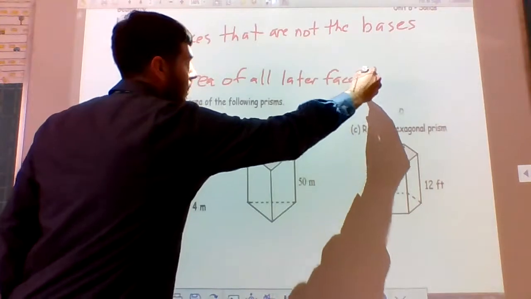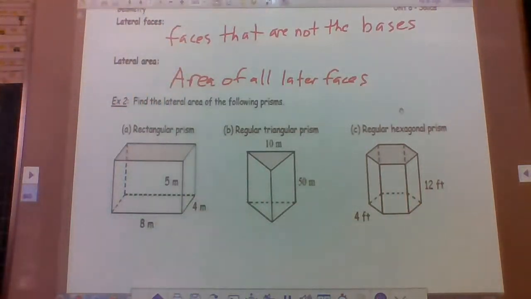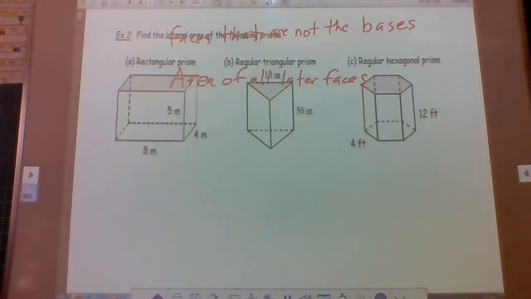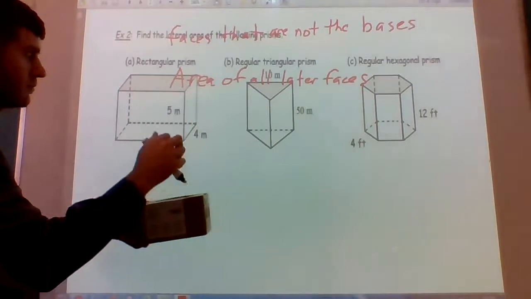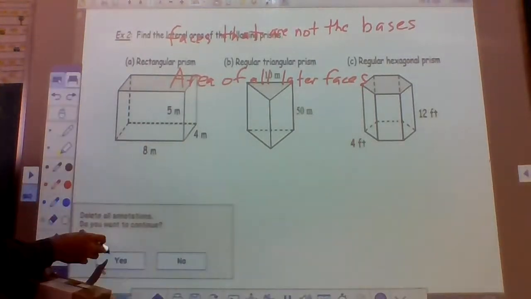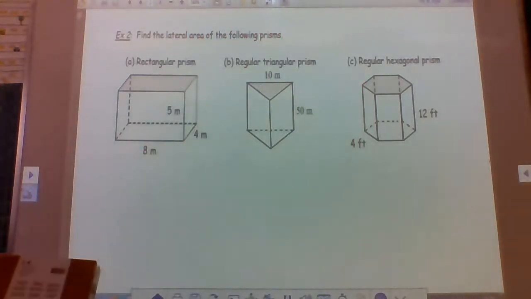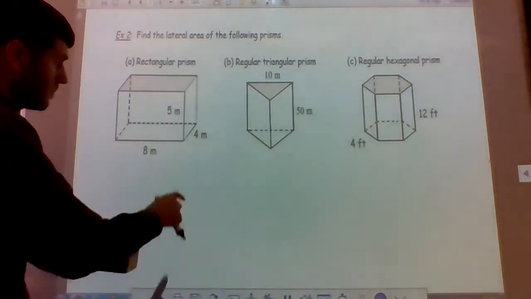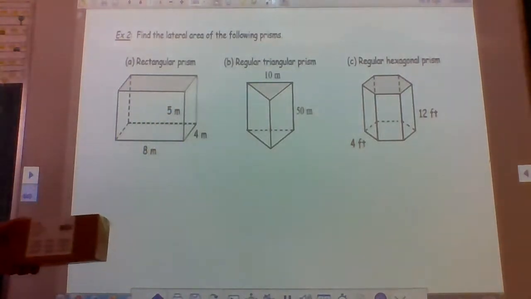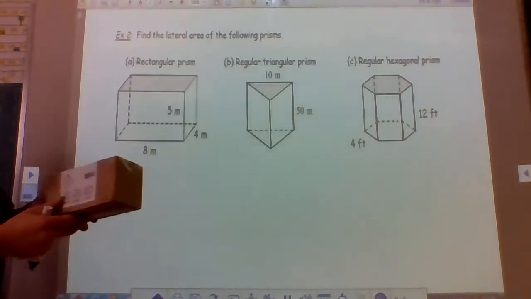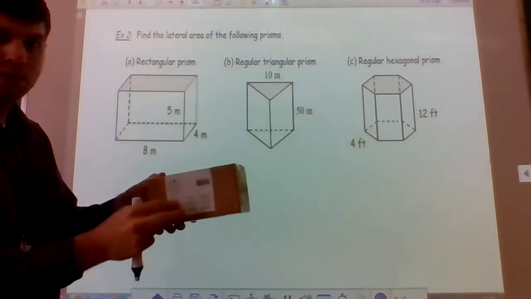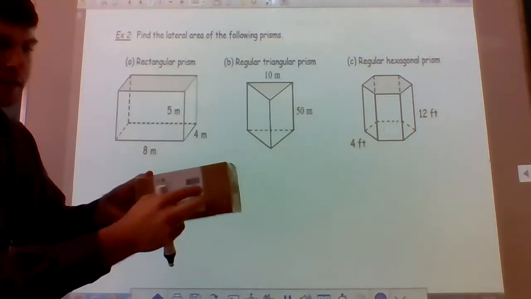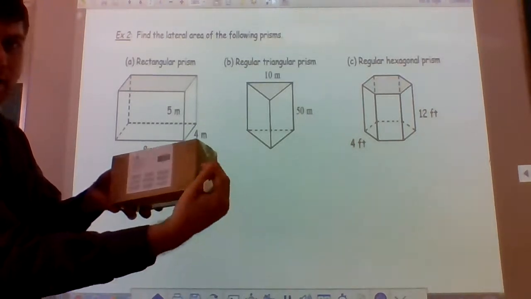So if we look at our rectangular prism, pull back out our box here. We had 2 bases. The top and the bottom were bases. We found each one to be 32 meters squared. Now we have 4 other sides. The top and the bottom were each 32. We found that in example 1. Now we're using the front and the back, and the left and the right.